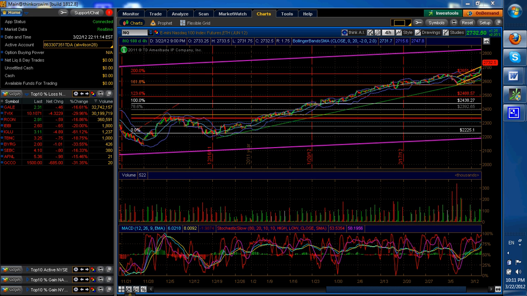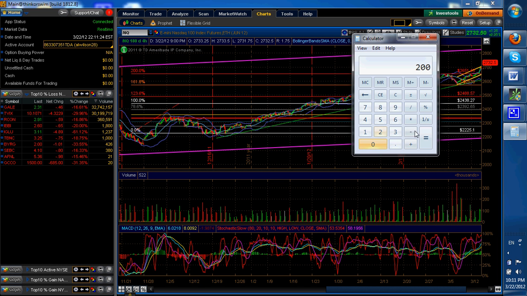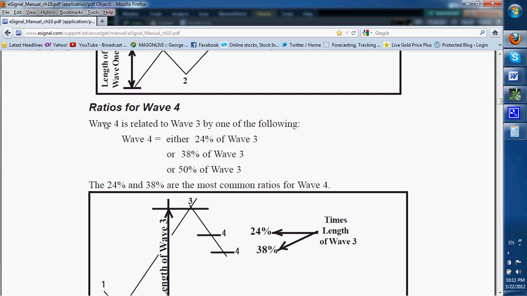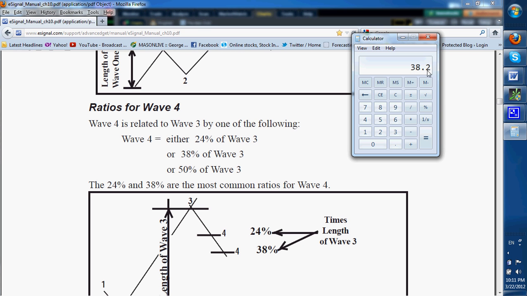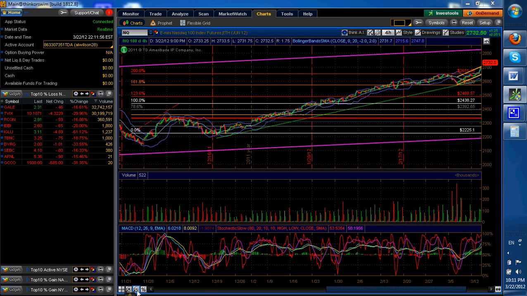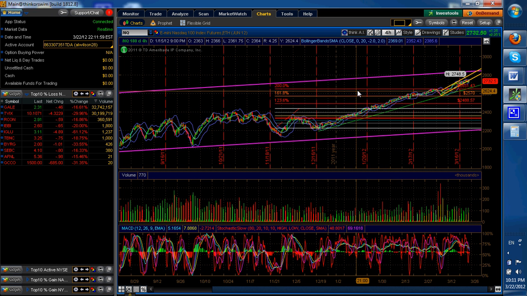And then for wave 4, as we can see, it retraced all the way back down to the 161.8% from the 200. If we subtract 161.8 from 200, we get a 38.2% retracement from 3 to 4. And according to our book right here, wave 4 is related to wave 3 by one of the following: wave 4 can either equal 24% of wave 3, 38% of wave 3, or 50% of wave 3. And we got 38.2, so we hit the Fibonacci level. Since we did that, that confirms that that was a 4.